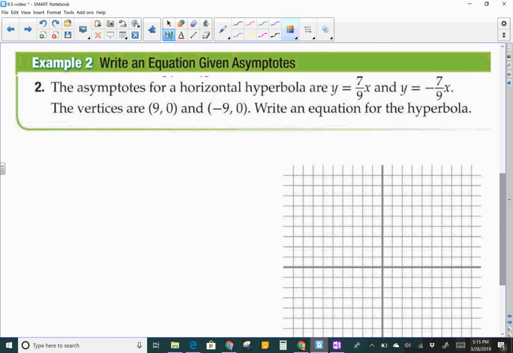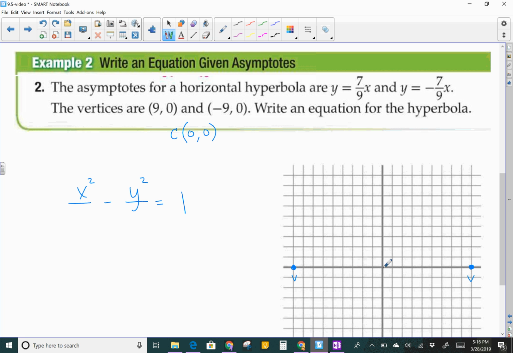All right, so the asymptotes for a horizontal hyperbola are those two numbers, and the vertices are 9 and negative 9. So I have a vertex at 9, 0, and I have another vertex at negative 9, 0. So you should be yelling at me that you know what the center is. The center is 0, 0. And that again is going to be a horizontal one, which means it's going to be x squared over something minus y squared over something. I don't have plus or minus because I have 0 for both of them.